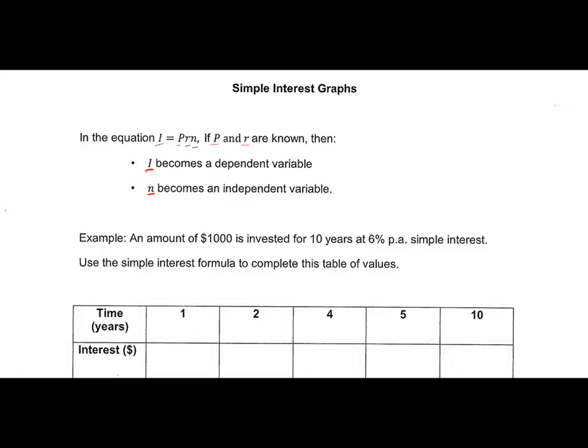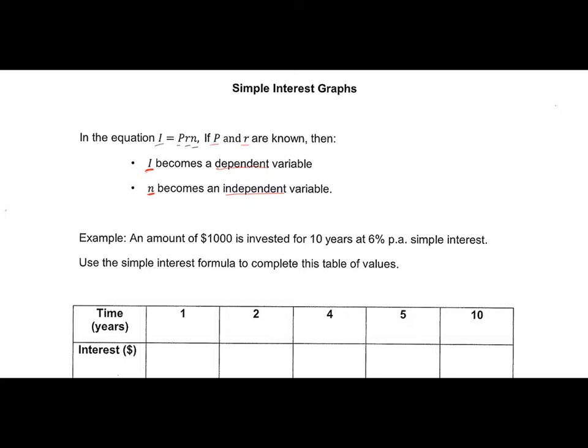In other words, the amount of interest you pay is going to be dependent on how long you decide to borrow for. So that is the thing you can choose, how long you borrow for, how long you save your money for. That is an independent variable. I, the amount of interest, is the dependent variable.